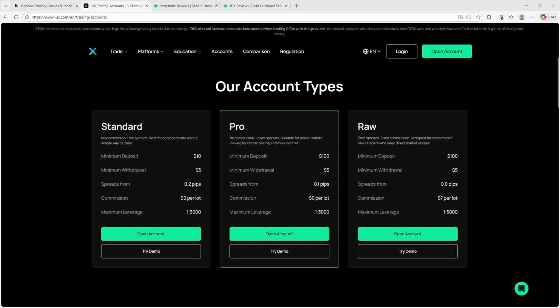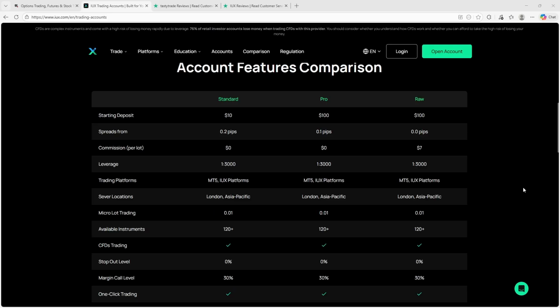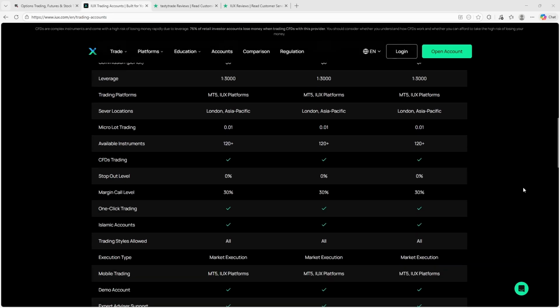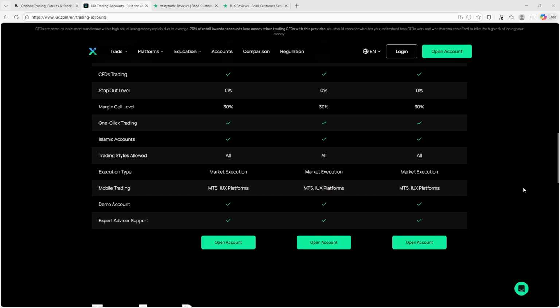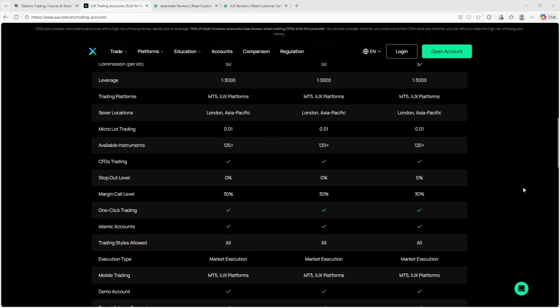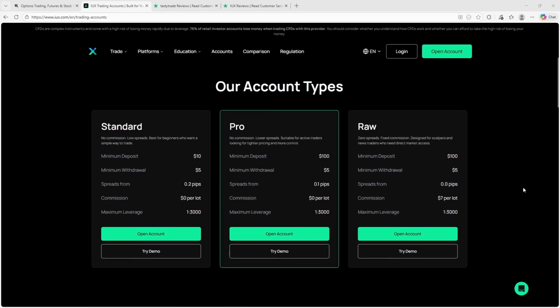The Pro account raises the minimum deposit but tightens spreads further while still keeping commission at zero, targeting more active retail traders. The Raw account is designed for scalpers and high-frequency traders, offering spreads from 0 pips with a fixed commission per lot. All account types support very high leverage, up to 1 to 3,000, depending on jurisdiction and instrument, which significantly amplifies both potential returns and downside risk. IUX's pricing structure is attractive on paper, especially for traders focused on short-term forex or CFD strategies, where spread efficiency matters more than long-term holding costs.